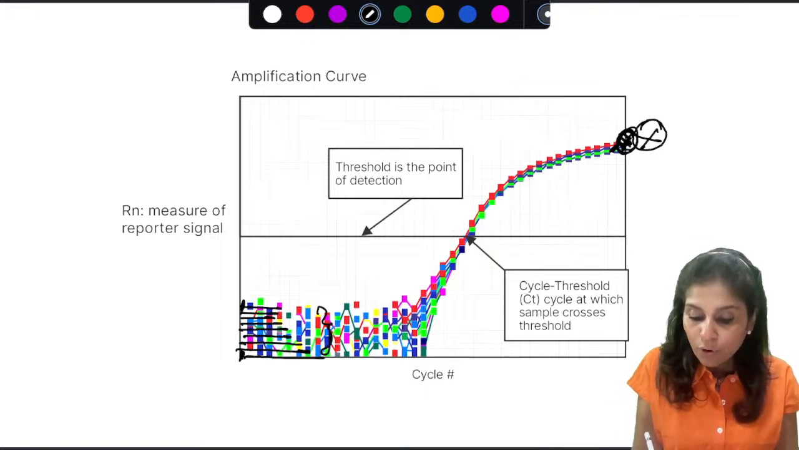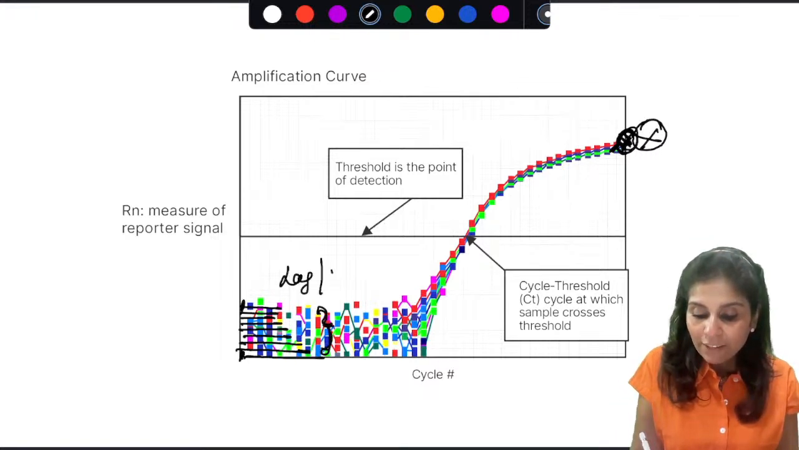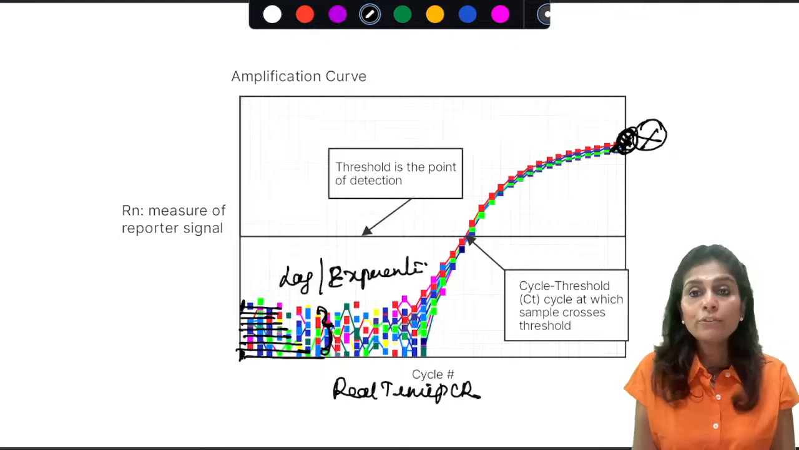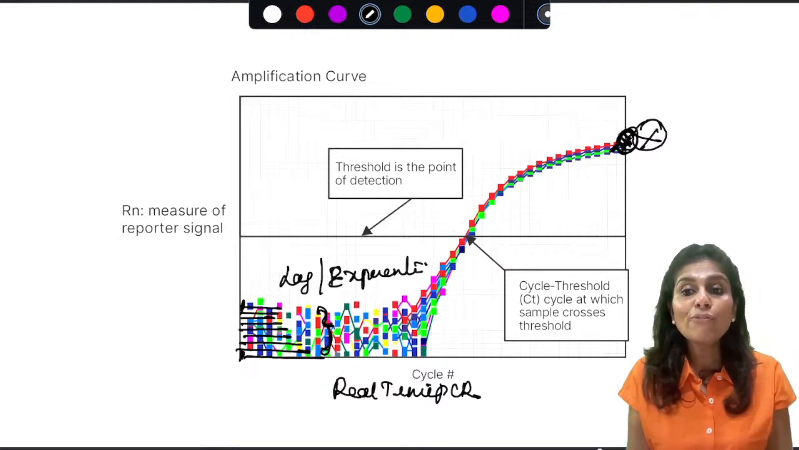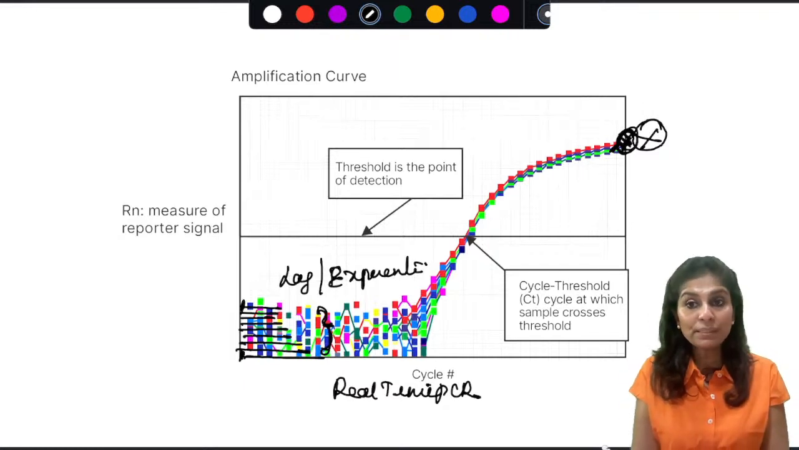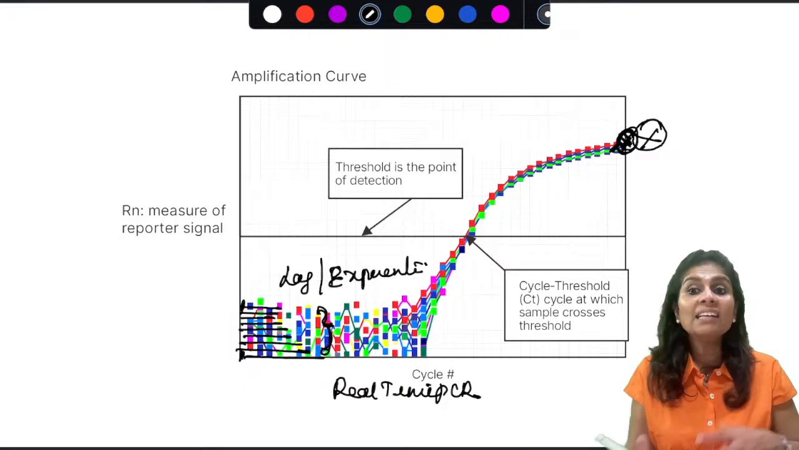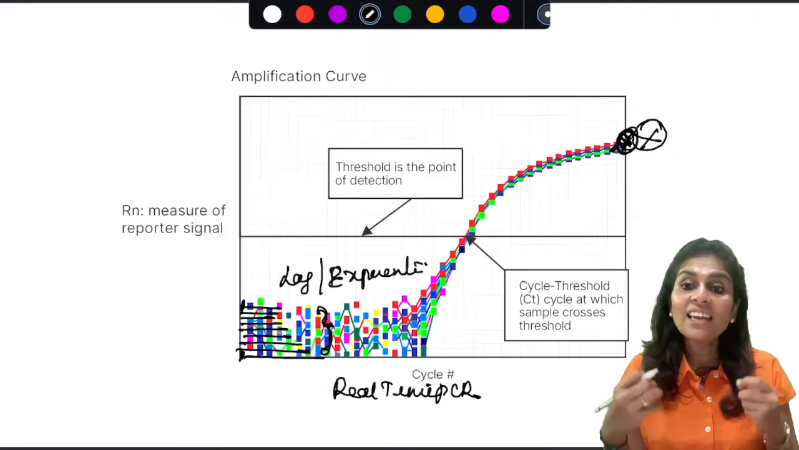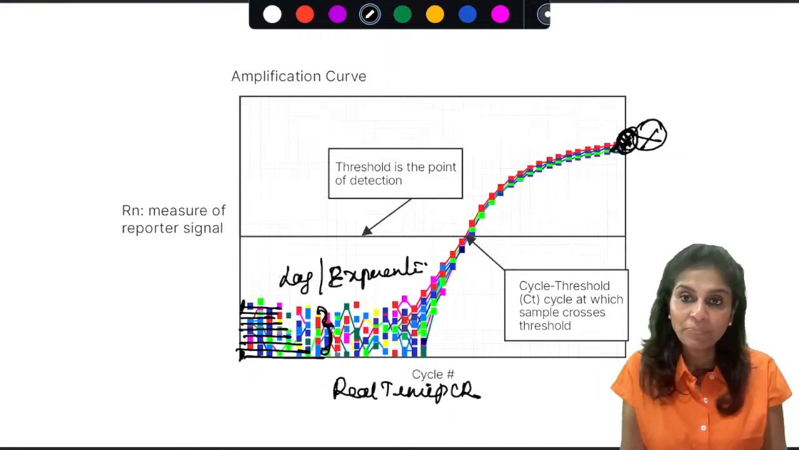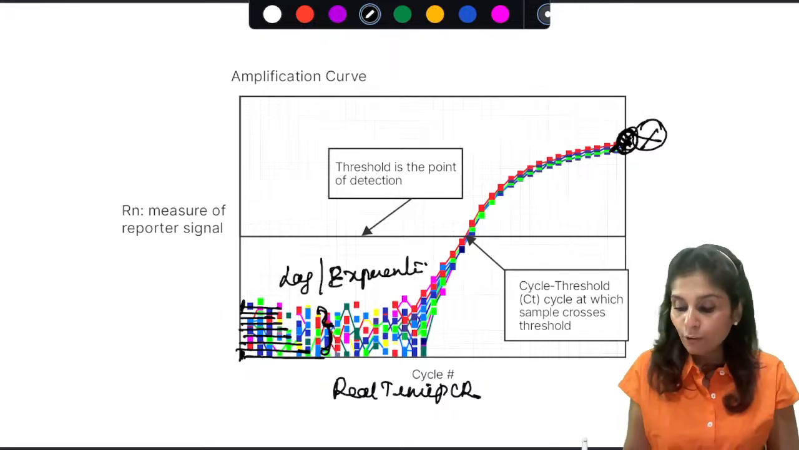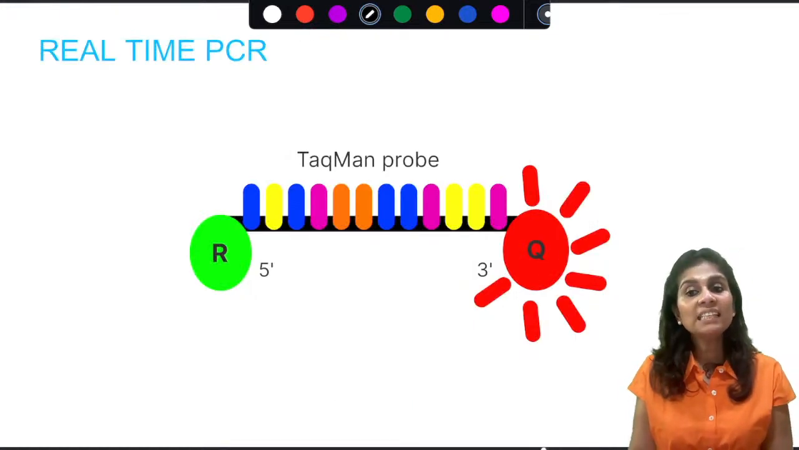Which is the right phase for quantification? The initial lag phase or exponential phase is the right phase for quantification. And real-time PCR is so called because it quantifies in real time in the initial lag phase or exponential phase. Do you understand this? Why do you call real-time PCR as real-time PCR? Because it quantifies in real time. As and when amplification happens, quantification is also done in the initial lag phase or exponential phase. And for this purpose, we use something called a TaqMan probe. For real-time PCR, we use something called a TaqMan probe.